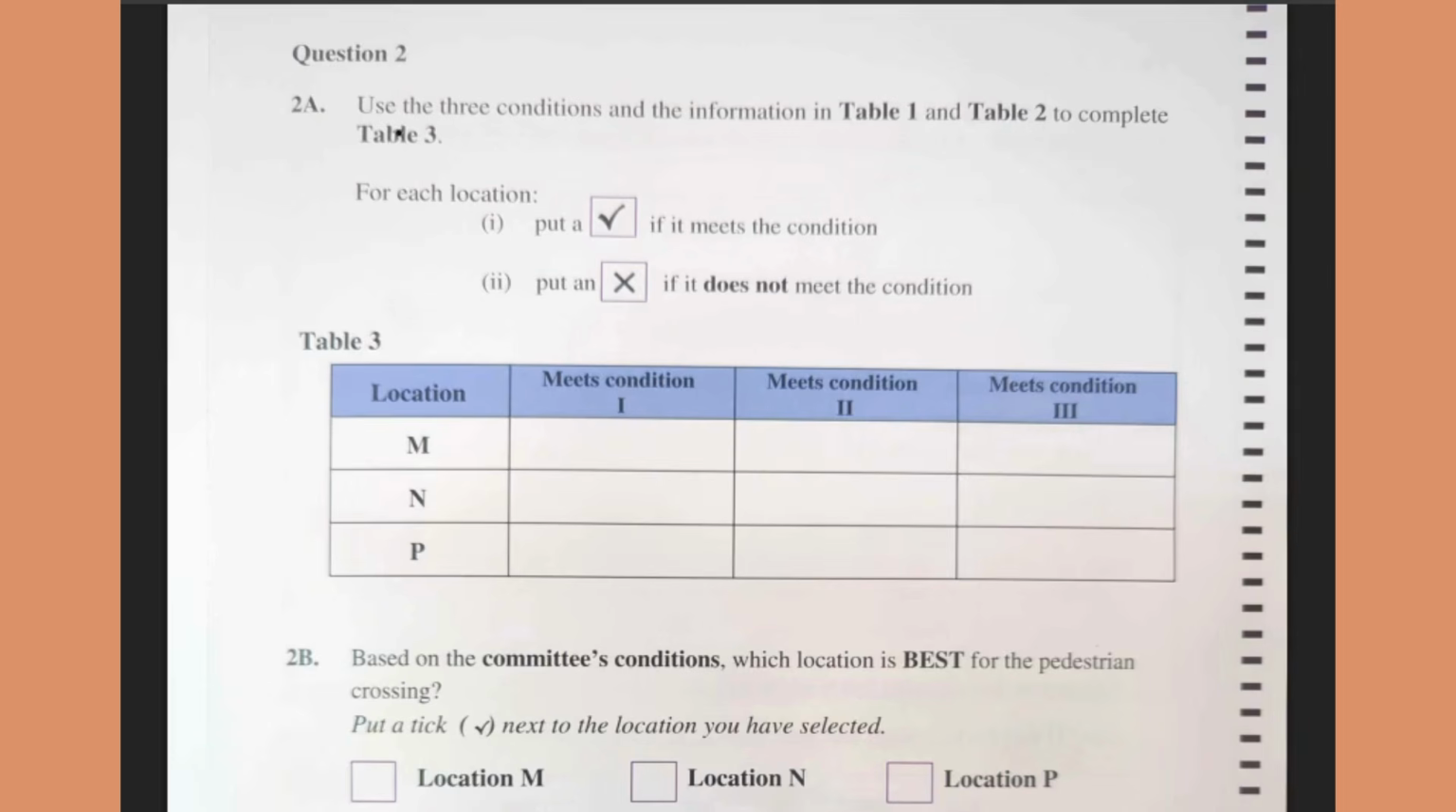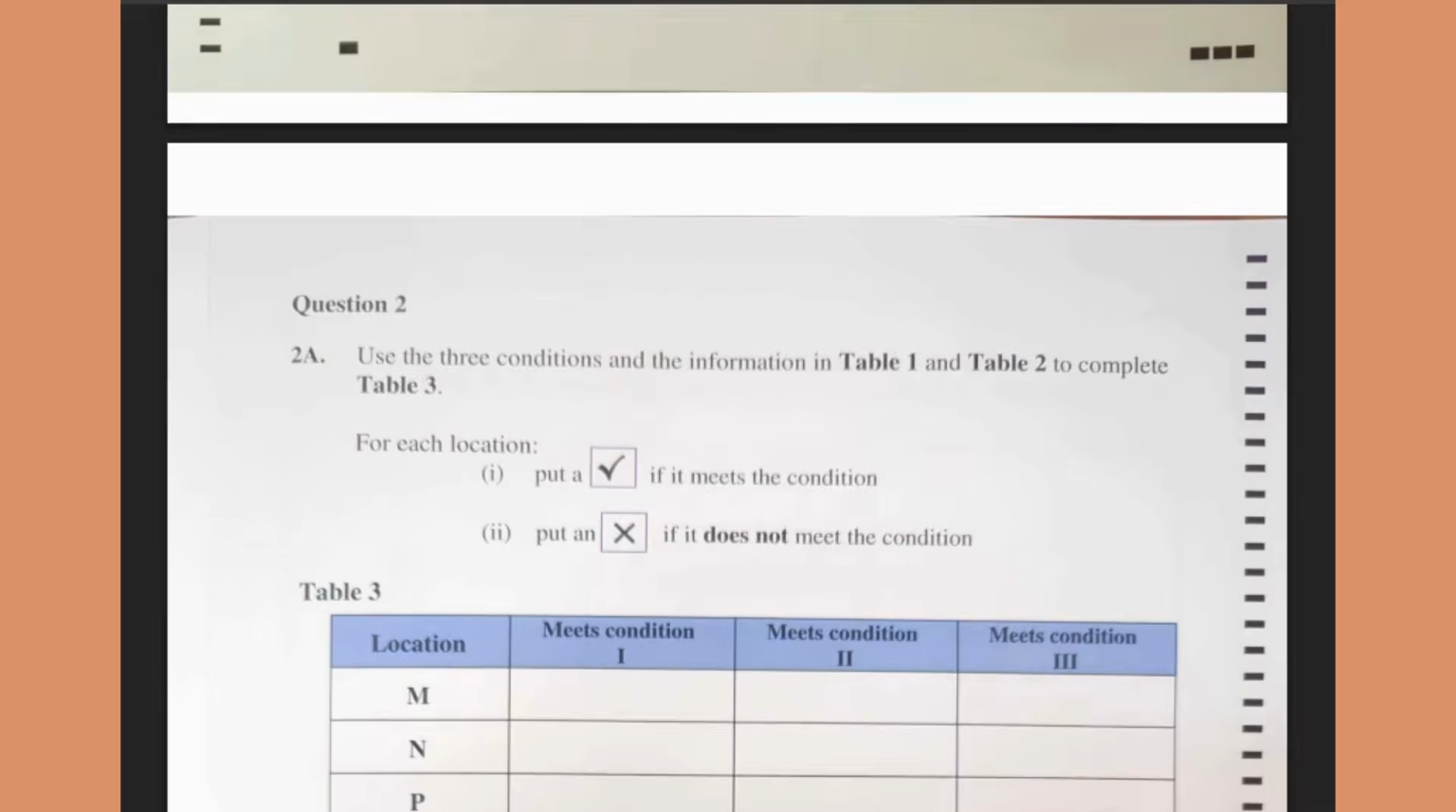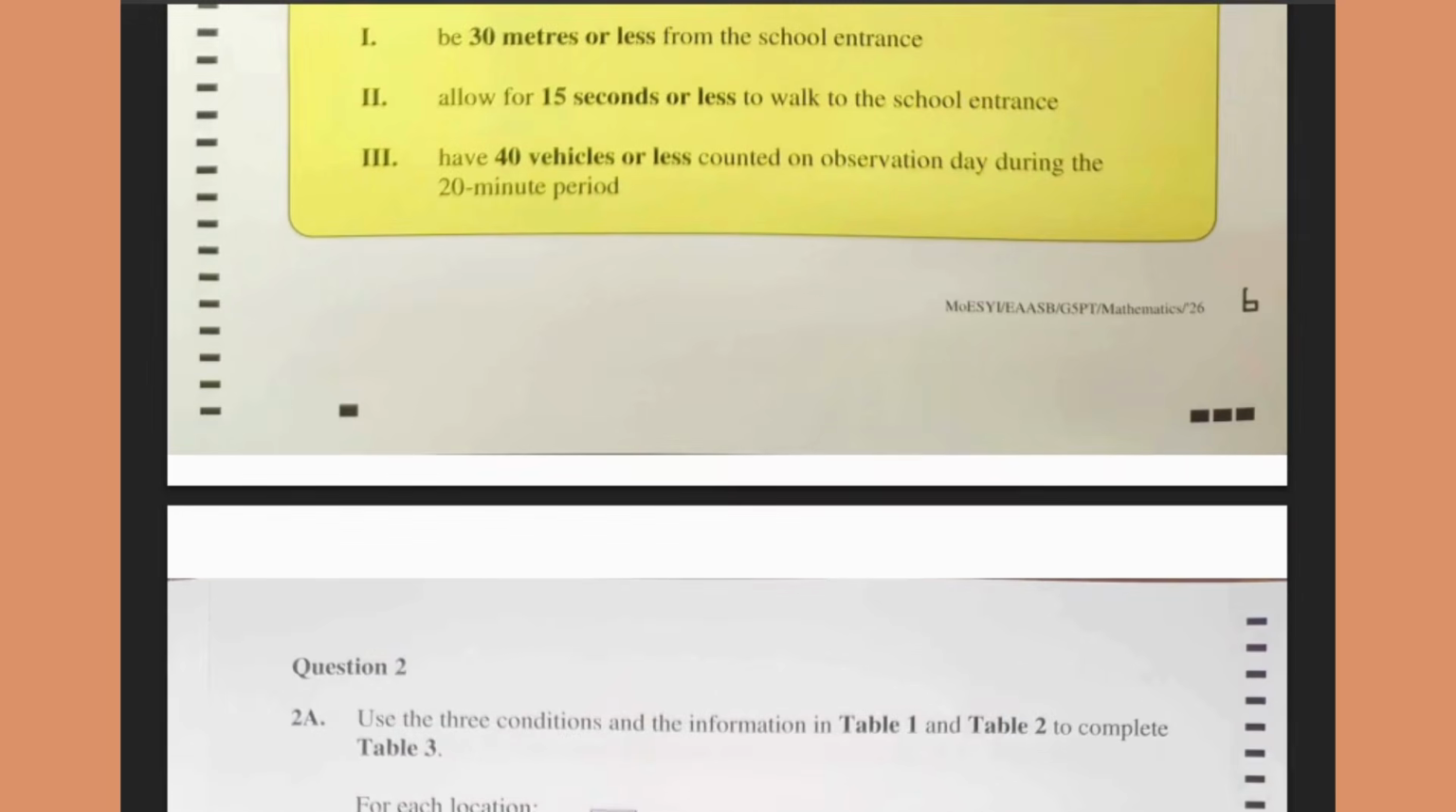Question 2A says, use the 3 conditions and the information in Table 1 and Table 2 to complete Table 3. For each location, put a tick if it meets the condition, and put an X if it does not meet the condition. So, location M, let us see if it meets condition 1.